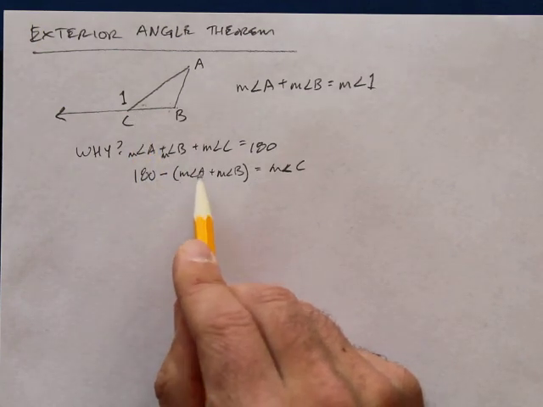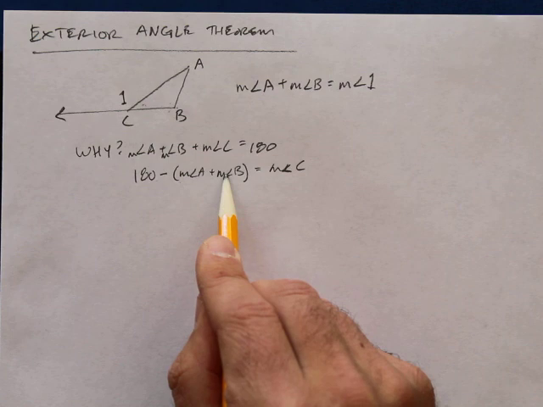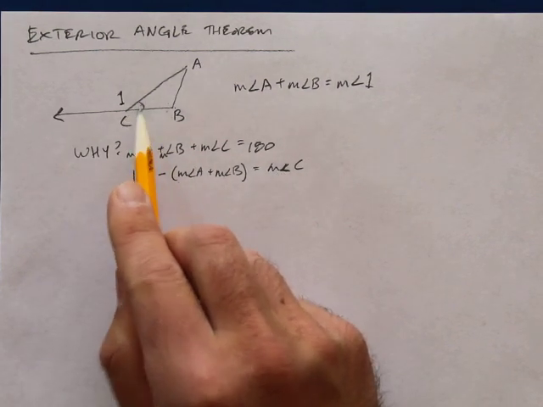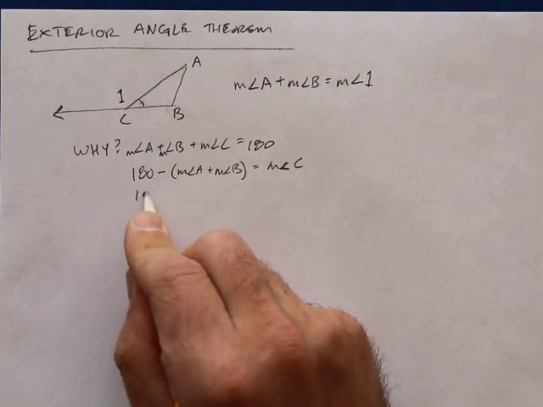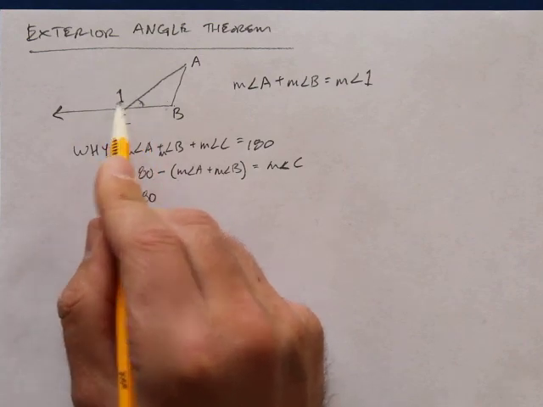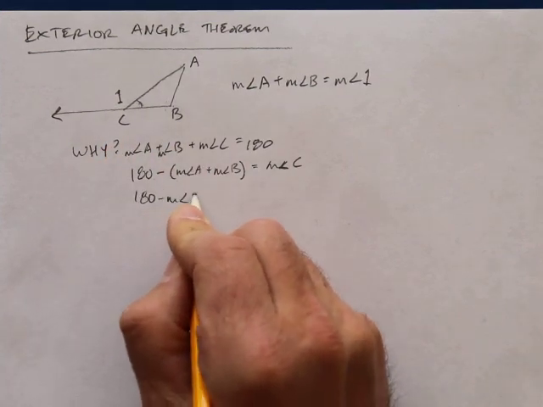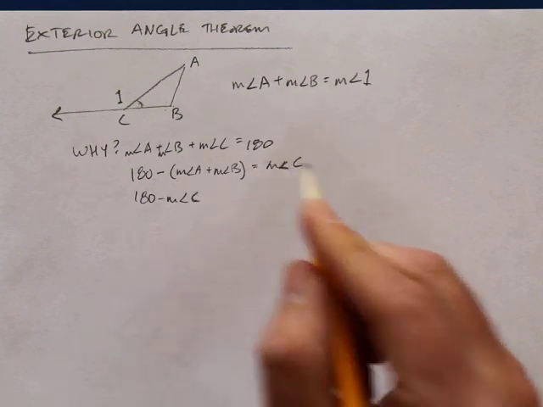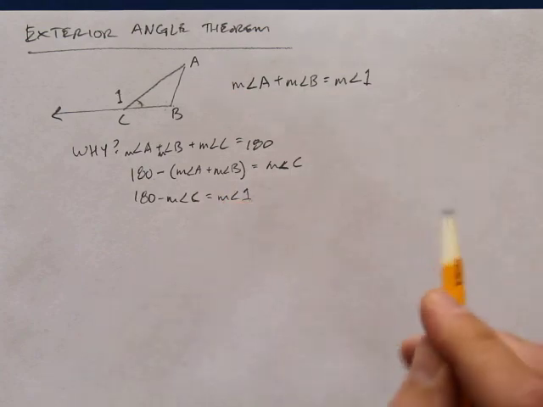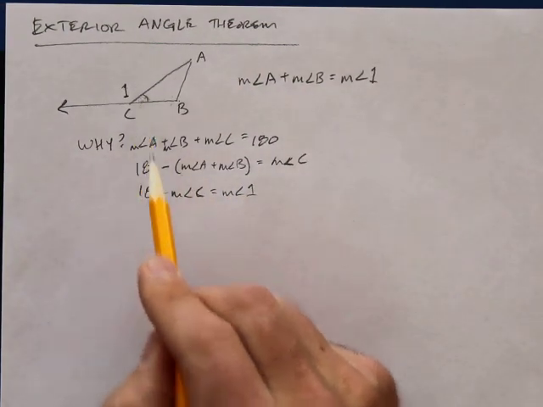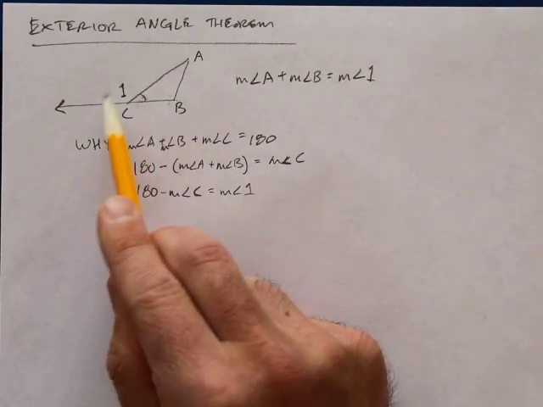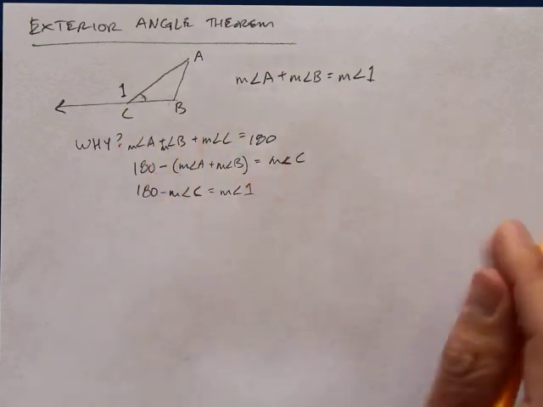Now, if I take the measure of angle C, and I say 180, now I'm talking about this whole line here. This is 180 degrees. And I subtract the measure of angle C from it, then I get the measure of angle 1. If I subtract the measure of angle C from 180 degrees, then I get that piece right there, which is angle 1.